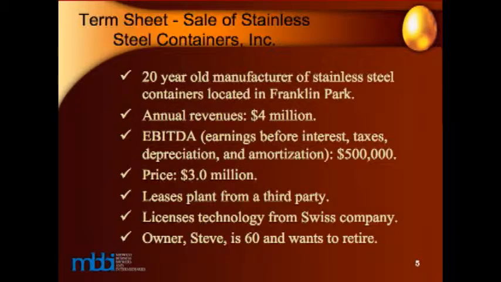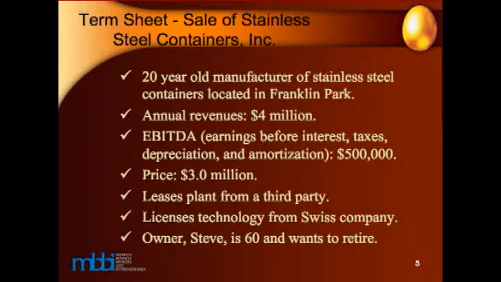Now, in order to help you out with some background information, we provided a term sheet for you for this proposed deal structure, and it's the sale of stainless steel containers, a 20-year-old manufacturer with 2006 revenues of $4 million, EBITDA of $500,000. We just determined a sales price of $3 million using a 6 times multiplier on EBITDA. That's just due to current market conditions.